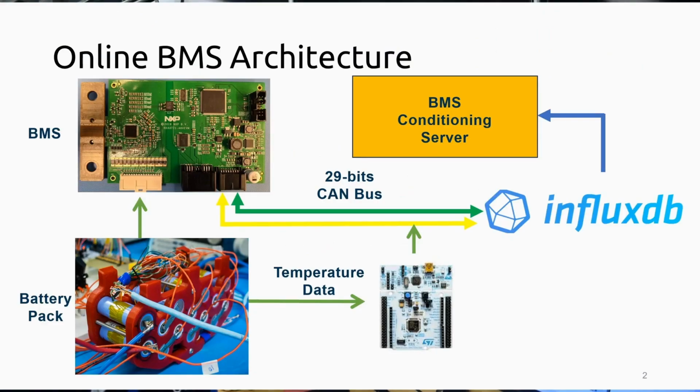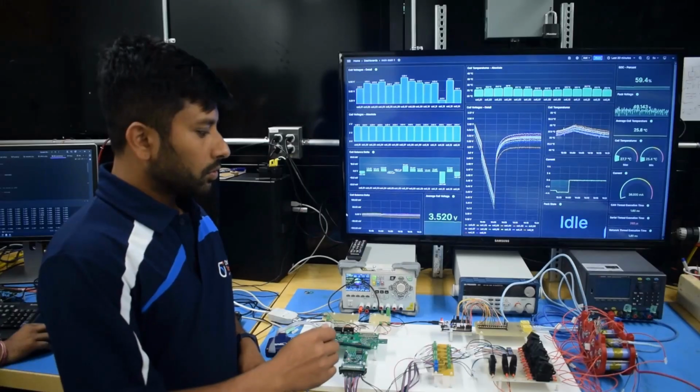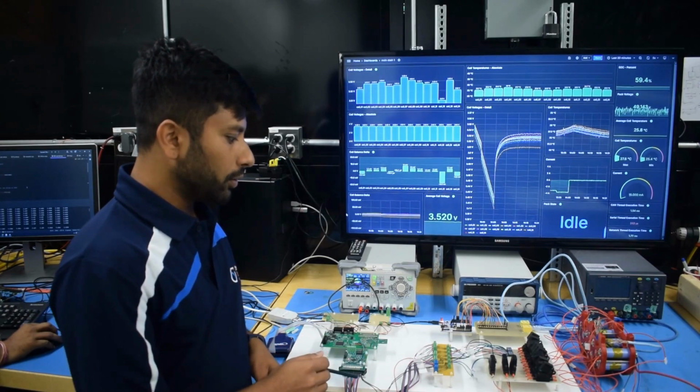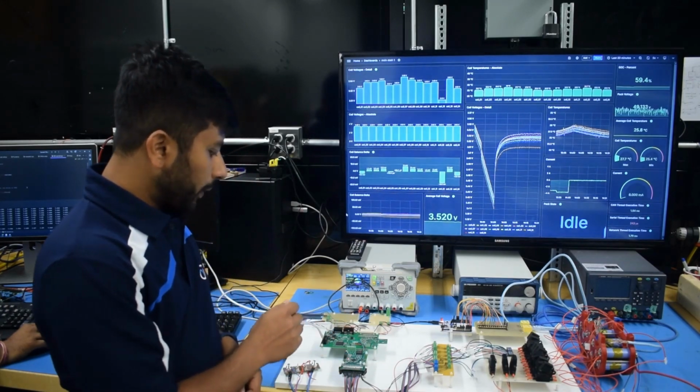Here is the architecture of the online BMS system. As you can see from here, it includes an NXP BMS, a 14-cell battery module, and an STM microcontroller to collect the temperature data, and all the data that we are collecting goes to InfluxDB for storage and online visualization. So the overall architecture includes a 14-cell battery module and the BMS of NXP.